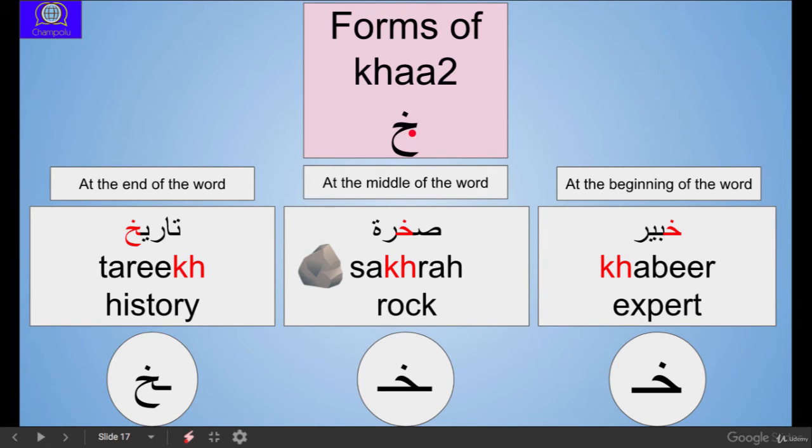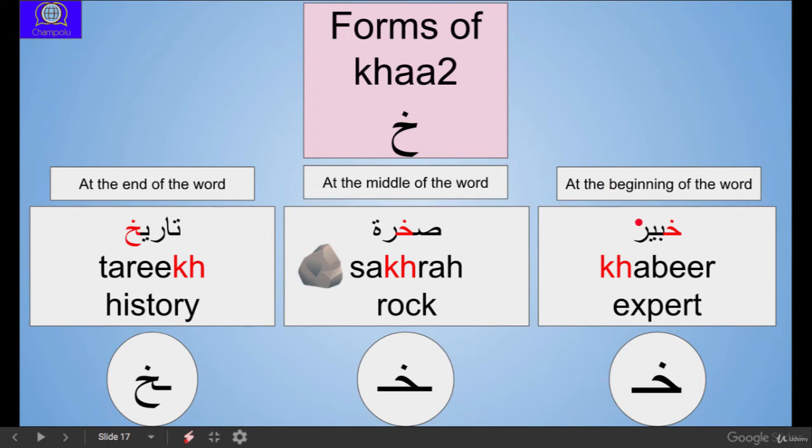And the main characteristic of the letter Kha here is that it also has the dot on top of the beak shape. So let's see it in the different forms. In the initial form it looks like this, in the medial form it looks like this, and in the final form it looks like this. And you also notice that the final form is pretty similar to the separate form.